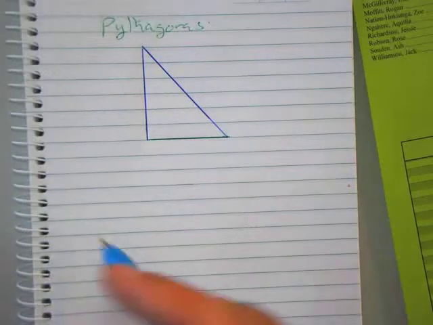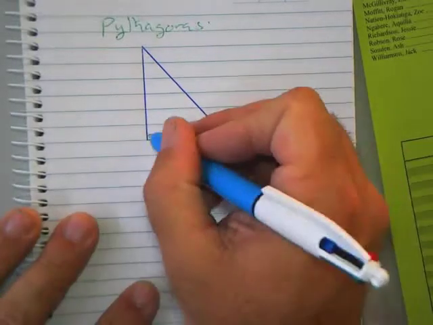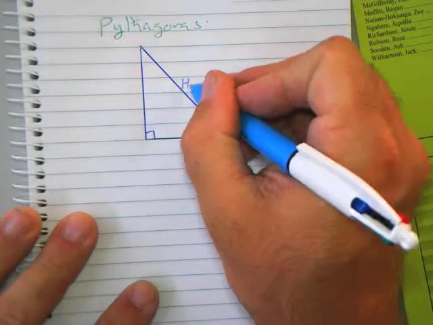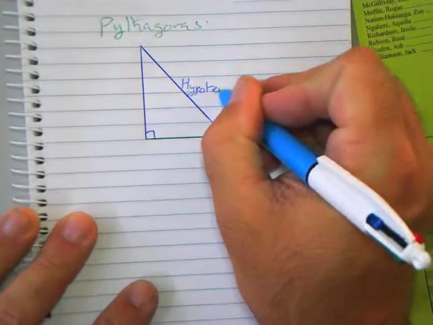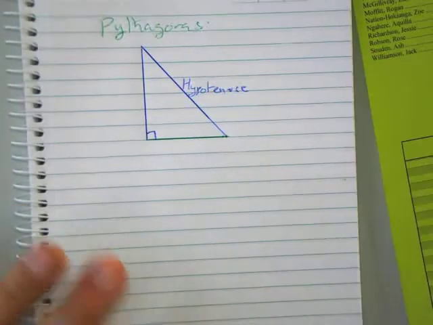Pythagoras' theorem. Okay, it works really, really simply. First of all, you need to understand that this is called the hypotenuse. Hypotenuse you can regard as diagonal.